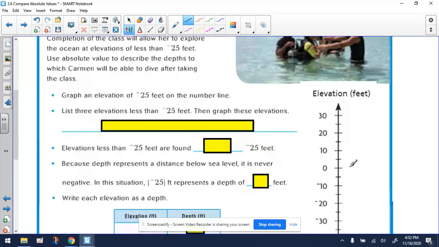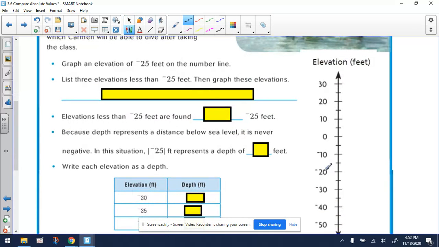So let's do that first. If we find negative 25, this is negative 20 and this is negative 30, then a negative 25 would be right here. So let's just plot that. Maybe I'll use blue to make that stand out a little bit. All right, so that's a negative 25. We'll put it over here. All right, so that's done.